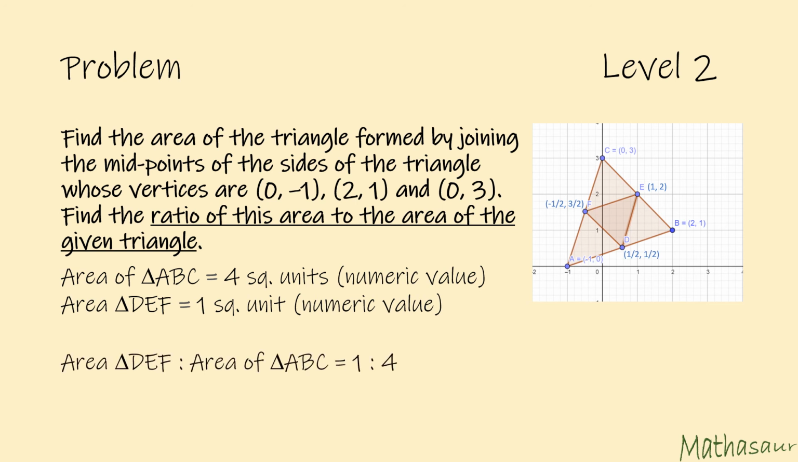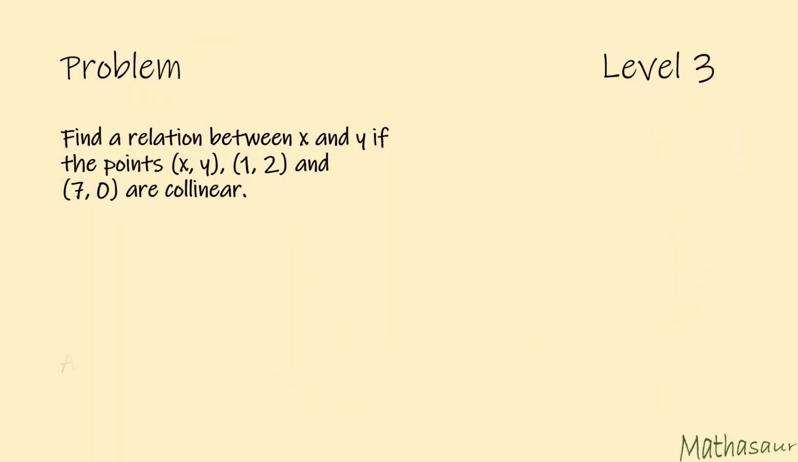Now we had to find the ratio of this area to the area of the given triangle. So the area of triangle DEF is to the area of triangle ABC would be equal to 1:4. Let us look at another problem. Find a relation between x and y if the points x, y, 1, 2 and 7, 0 are collinear.